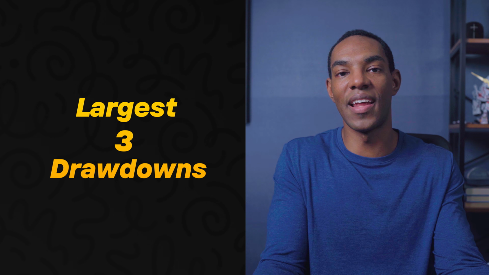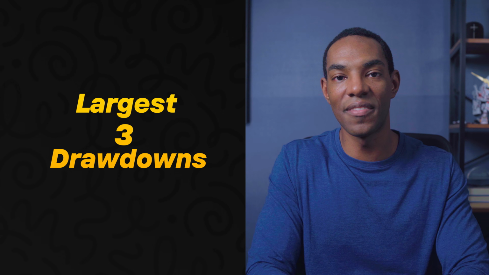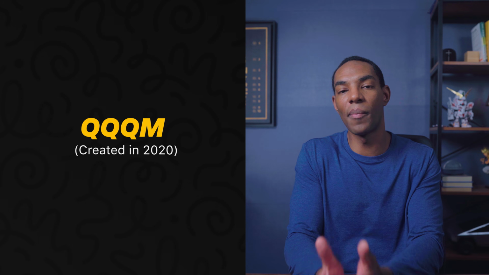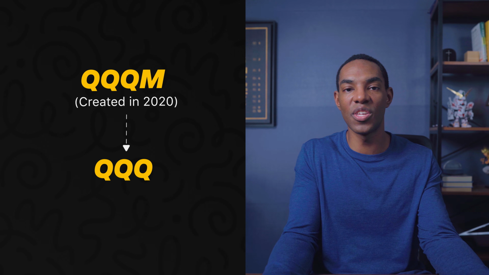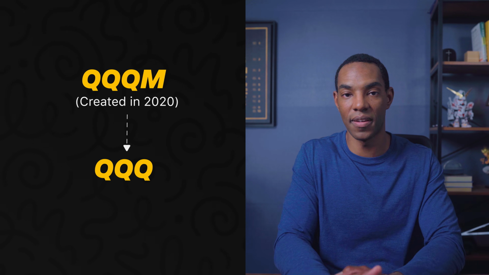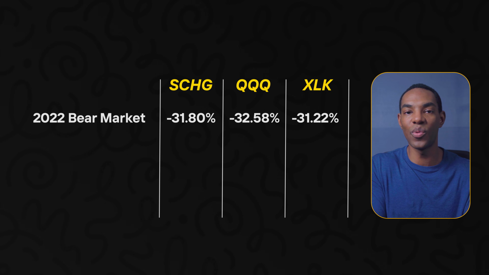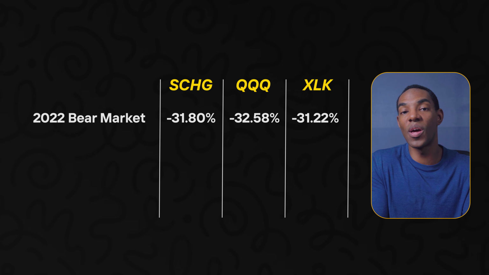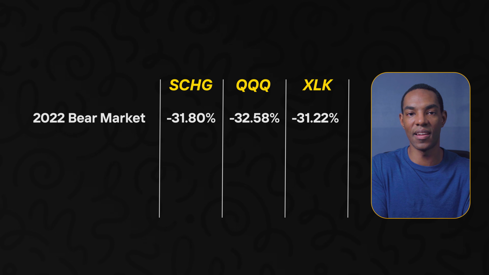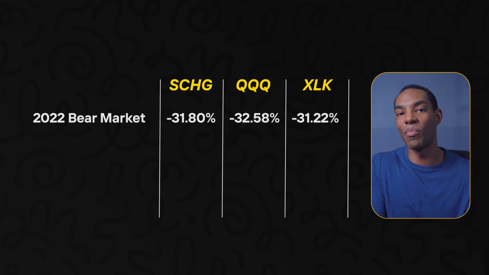And volatility plays into the drawdowns that an ETF experienced in the past, as well as price movements and potential drawdowns in the future. But let's compare the 3 largest drawdowns over the last 10 years for these ETFs. And also, since QQQM is only about 6 years old, we're going to use QQQ instead, which is basically the same fund. The first and biggest drawdown for all of these ETFs was the bear market in 2022, where SCHG was down 31.8%, QQQM was down 32.5%, and XLK was down 31.2%.